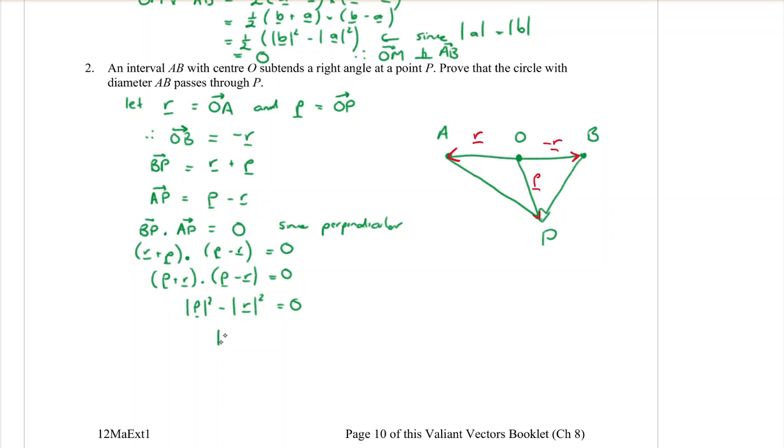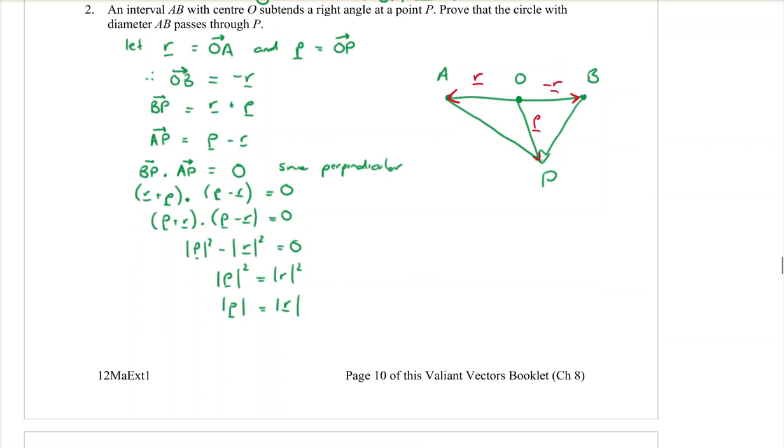Now I could move the length of R squared across the other side, like that. And if I square root both sides, I then get that the length of P is equal to the length of R, which is exactly what I was trying to prove. Okay, I've now shown that the length from O to P is the same as the radius, which means that P is also sitting on that circle. Okay, so just write a little conclusion down the bottom. So I'm just going to say, therefore, OP is equal to OA, which is equal to OB. So all of those things are equal.